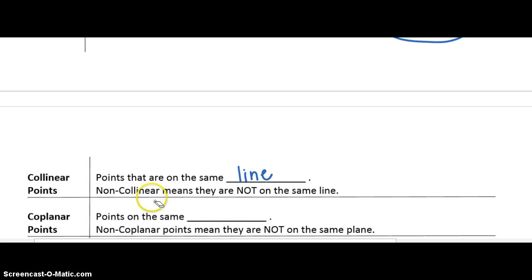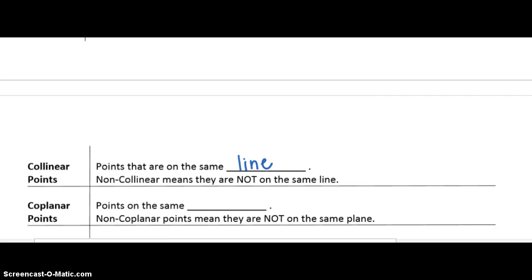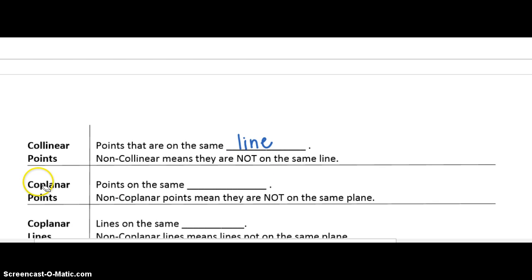So non means not, which is important because let's look at this next one, coplanar points. So points on the same, what word do you see in here? Plane. So points on the same plane. Now, non-coplanar means they are not all on the same plane. So non means not. Coplanar means on the same plane.